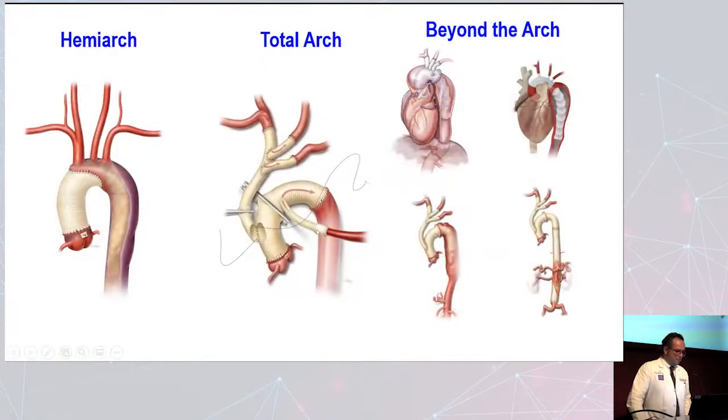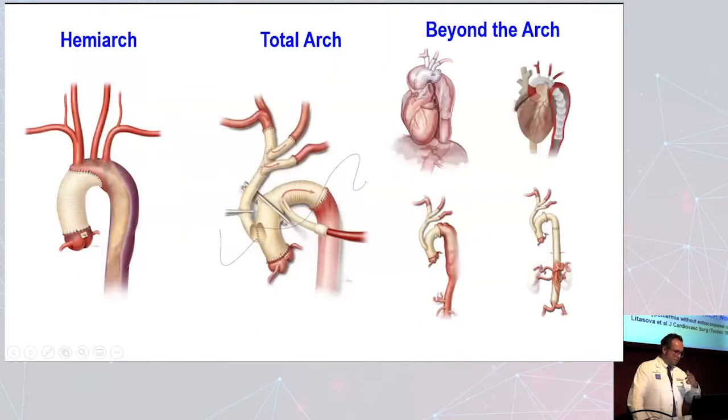This is some of the reconstructions that we do, the classic hemi arch that we always talk about. But in reality it's a proximal transverse arch reconstruction. There is no hemi arch, but people know this. Then total arch replacement, once we debranch all the circulation of the head vessels beyond the arch, preparing the patient for an elephant trunk, frozen elephant trunk with the stents, and set him up for a second stage elephant trunk completion.